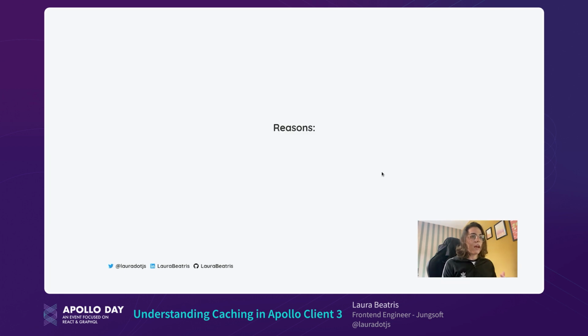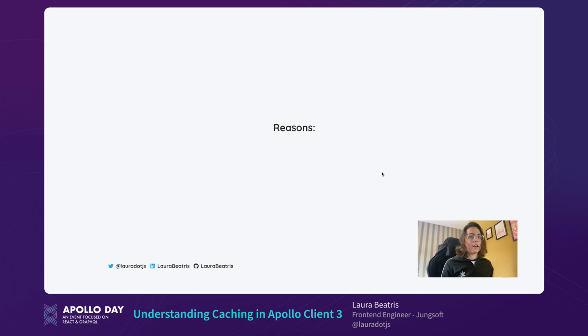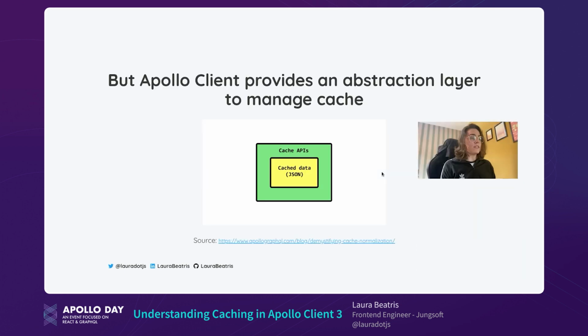But dealing with cache on GraphQL isn't easy, and the reason is that a GraphQL API hits a single endpoint, and it's also hard to predict the response because of the flexibility of the fields. GraphQL clients send bodies to the server with the POST method instead of GET, and Apollo Client provides an abstraction layer to manage cache, which makes our life easier because we don't have to manage the cache data directly. There's a layer of abstraction there of the cache API that Apollo Client exposes, and we just need to learn how to deal with this API.